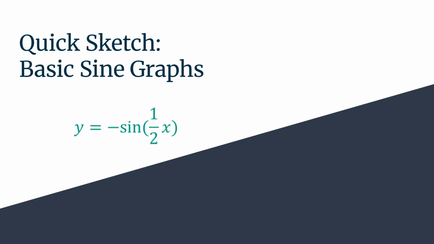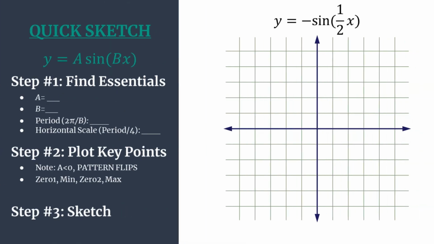In this video, we'll talk through how to make a quick sketch of the basic sine graph y equals negative sine of 1/2 x. So we have everything we need. We have the general form of the sine equation, and we have a template or an outline to follow. So in step 1, we'll start with the essentials, first identifying a and b.